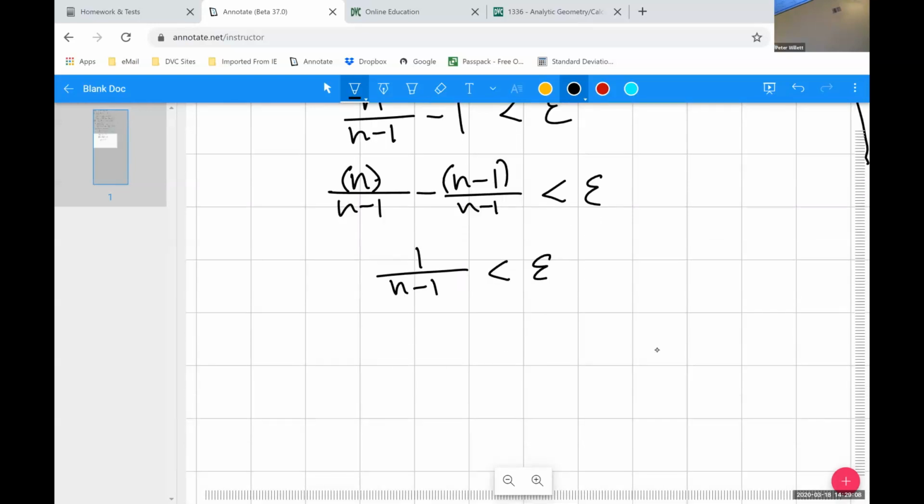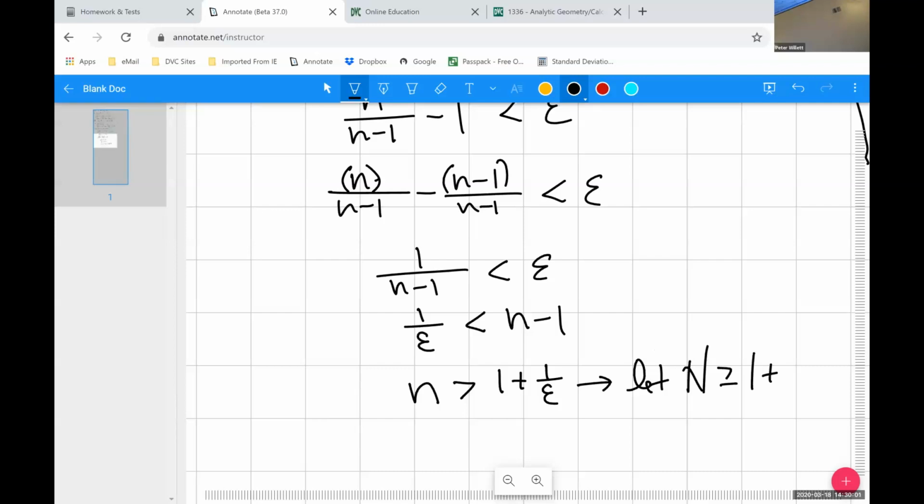And again, n minus 1 is positive, epsilon is positive. So I can multiply both sides by their reciprocal without flipping the inequality, because you only have to flip the inequality if you multiply by a negative. That would give me that 1 over epsilon would be less than n minus 1. And if I switch the order of these and add 1 to both sides, I get that n is bigger than 1 plus 1 over epsilon. So what that means is if you give me an epsilon like 1/10, then 1 over 1/10 is 10, plus 1 is 11, that I would choose an n value being bigger than 11, and then this would be true. So this tells me that I let capital N be some number greater than or equal to 1 plus 1 over epsilon.